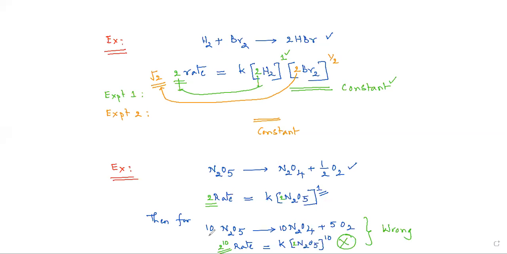So just by changing the stoichiometric coefficient, if somebody tries to confuse you, don't get confused. Rather, if you want clarity, you have to ask them to give the experimental data. That is how you can get the powers. Hope this is clear. So the powers are obtained only from the experimental data.